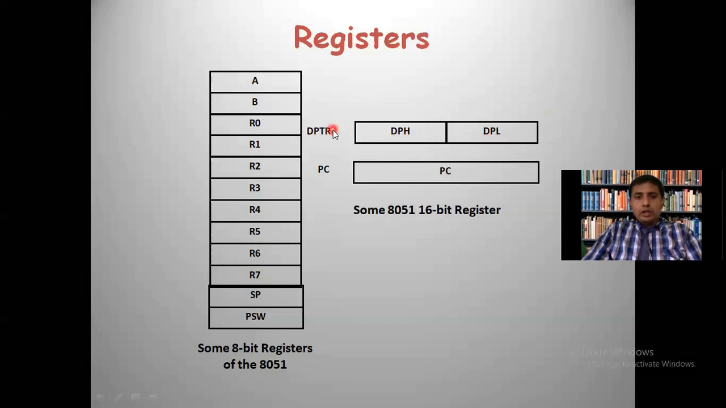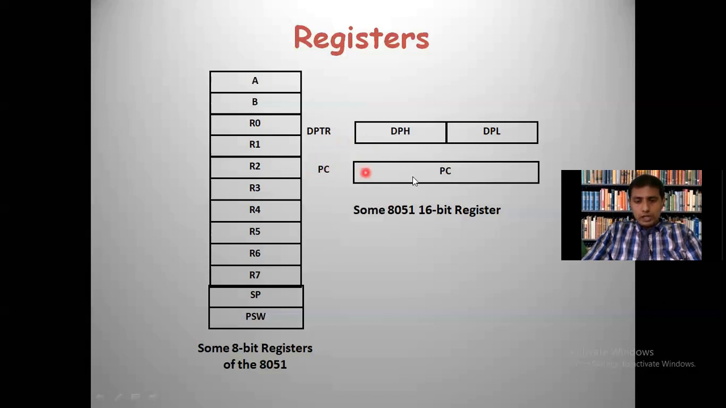And one more is for accessing internal ROM memory selection, for selecting the address of internal ROM. Similarly, the address of external RAM and external ROM is possible with the help of the DPTR register only. Okay, then the other is PC. PC is a program control register.